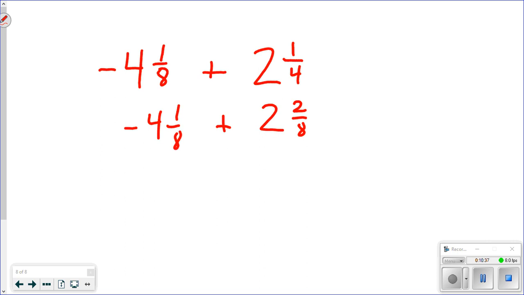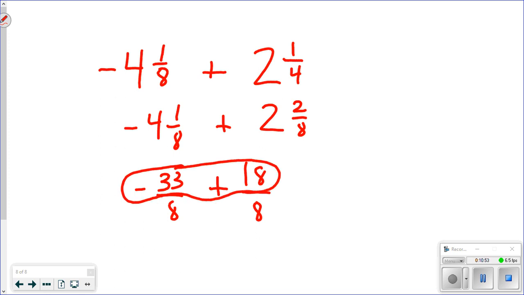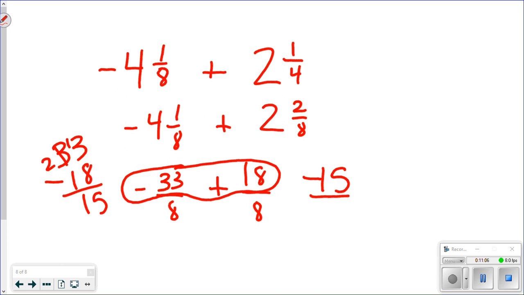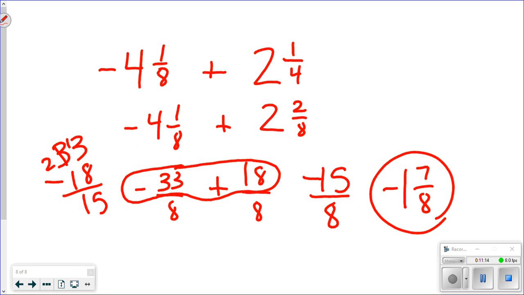Now let's make improper fractions. So that's 32. So this would be 33 over 8, negative 33 over 8. Plus, this is going to be 16, so this is going to be 18 over 8. Now, it's really simple because I can just look at this and say, okay, negative 33 plus 18. Well, if I have 33 cats and 18 dogs, I can make 18 zero pairs, so I don't have cats left over. 15, I'm going to have negative 15 over 8, and then I'd make that into an improper fraction. Negative 1 and 7/8.